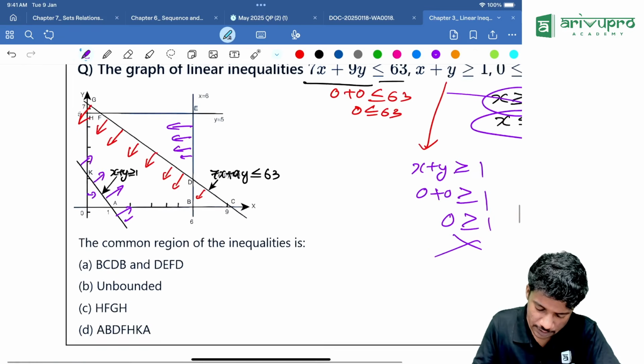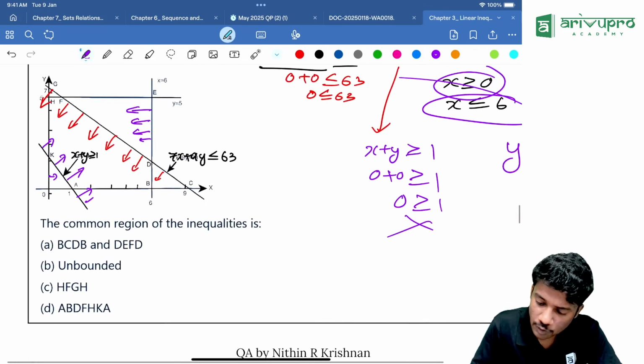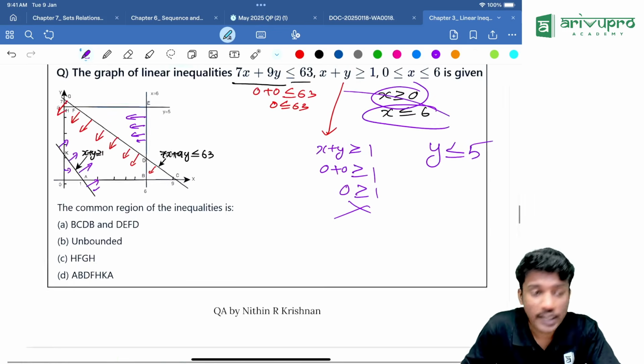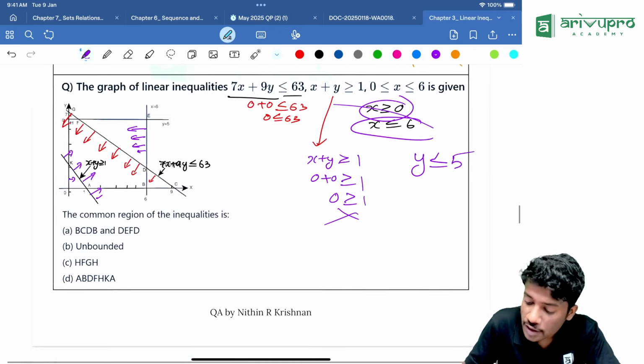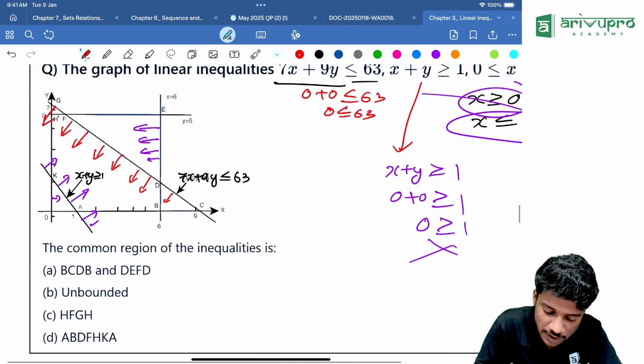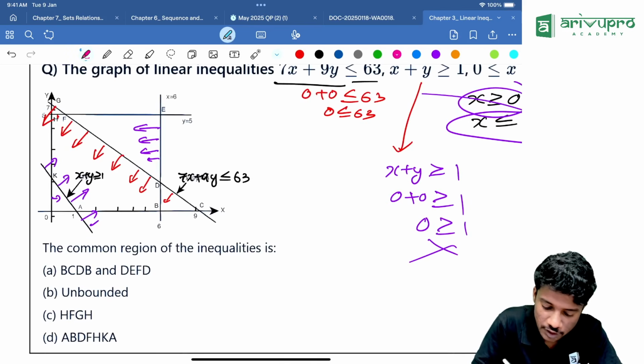They are telling y is less than or equal to, no, that is not necessary. Yeah? It is necessary. Yes, y is less than or equal to what? 5. That is also there. y less than or equal to 5 means it should be towards which side? It should be towards this side.